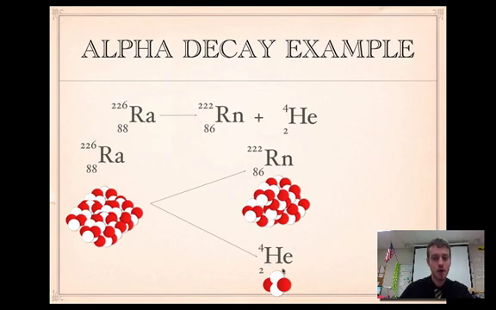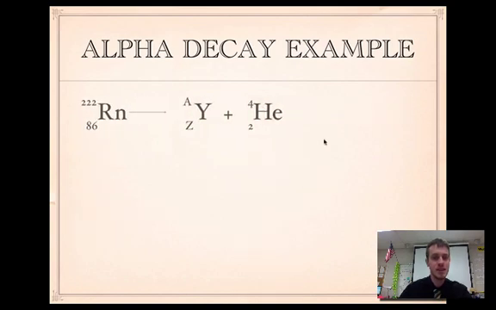as the alpha particle here, and I'm just left with radon. And so this is a much more stable atom. Okay, so here's just a simple little example here.